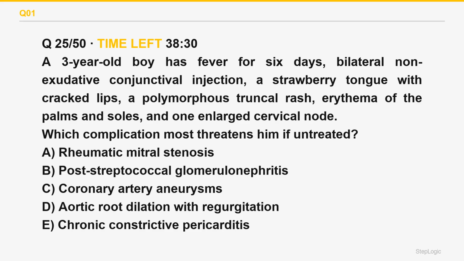A 3-year-old boy has fever for 6 days, bilateral non-exudative conjunctival injection, a strawberry tongue with cracked lips, a polymorphous truncal rash, erythema of the palms and soles, and one enlarged cervical node. Read the command, the complication that threatens him.